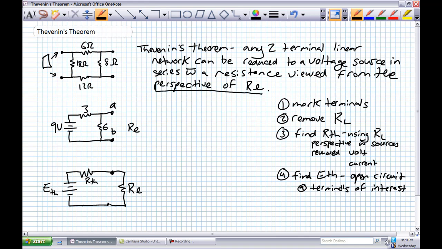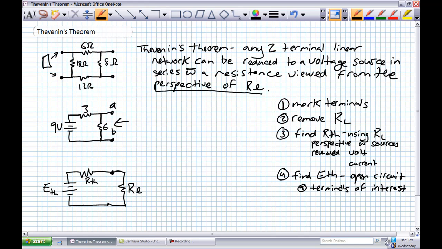Now step 3, find RTH, the Thevenin equivalent resistance. How do we do it? We're going to use RL perspective. Again, this is a trick of perspective. Which direction are we looking from when we're finding RTH? We are looking from the side of the load resistor. From the side of the load resistor, what is the resistance it sees?